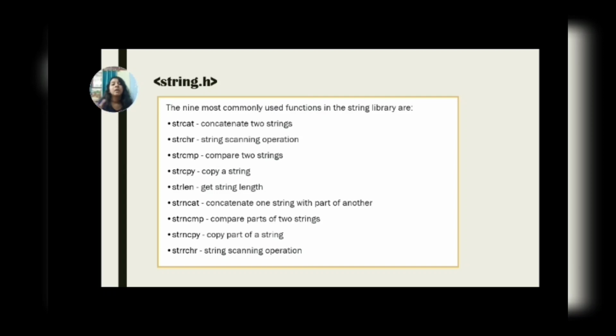strncat is used to concatenate one string with part of another. These are part by part functions. Similarly, strncmp compares two distinct parts of strings. strncpy copies a part of a string to another, and strnchr is the string scanning operation.